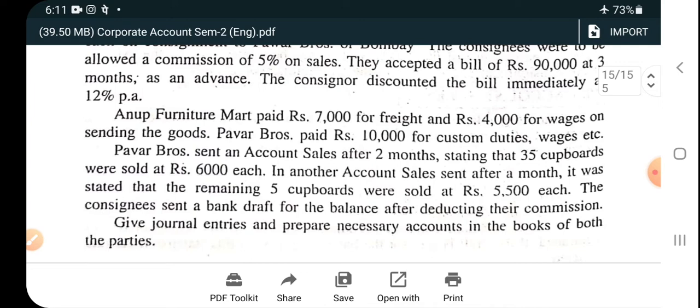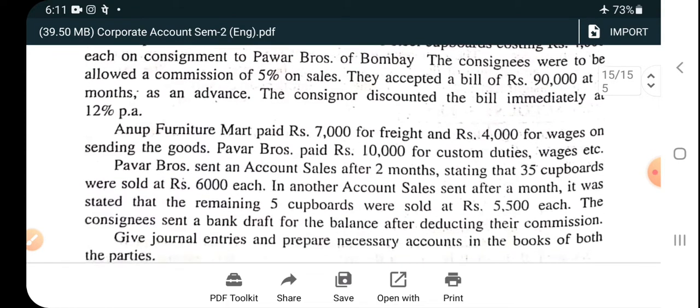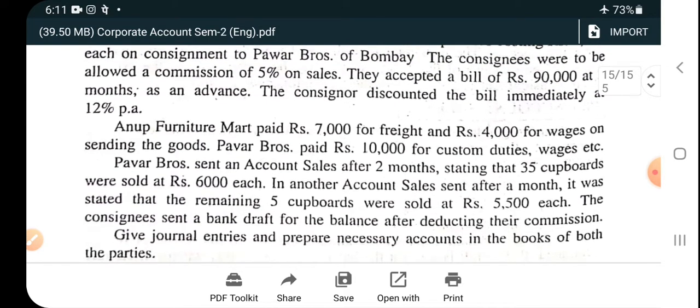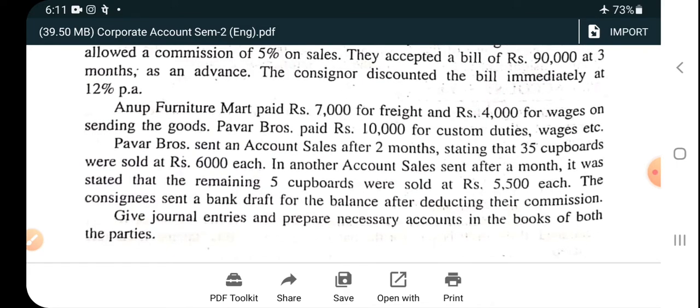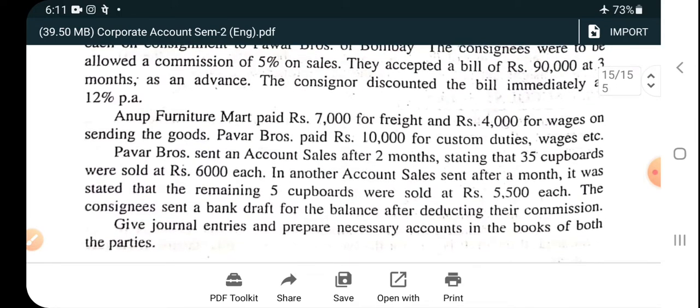Anupam Furniture Mart, the consignor, paid 7,000 rupees freight and 4,000 for wages. It means the consignor has paid 11,000 rupees expense. And Pawan Brothers paid 10,000 rupees for custom duties and wages. So the total expense paid by the consignee is only 10,000 rupees, and the expense paid by the consignor is 11,000 rupees.